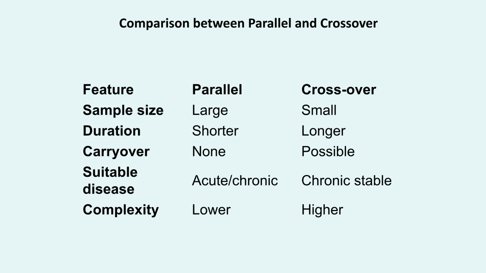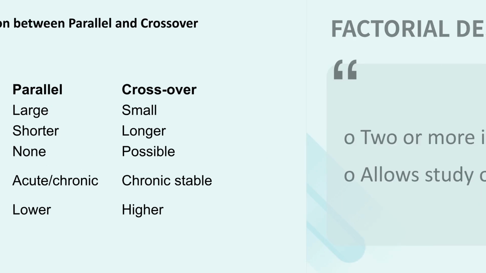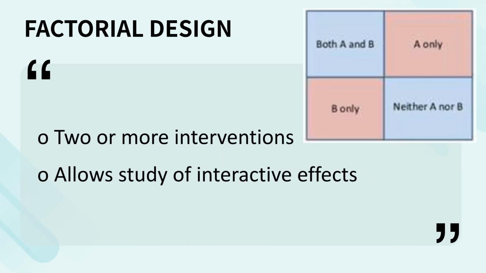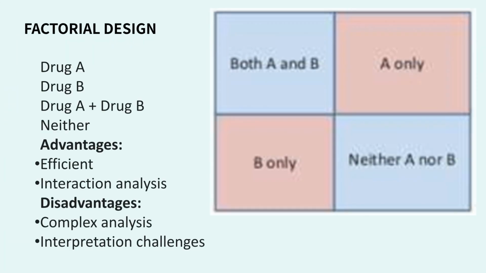Lower complexity, meaning it is easier to manage. Factorial design involves 2 or more interventions. This approach is beneficial because it allows for the simultaneous study of interactive effects between the different treatments. In a factorial design, patients are often randomized to groups receiving drug A, drug B, both drugs, or neither. Advantages include efficiency and interaction analysis, while disadvantages are complex analysis and interpretation challenges.